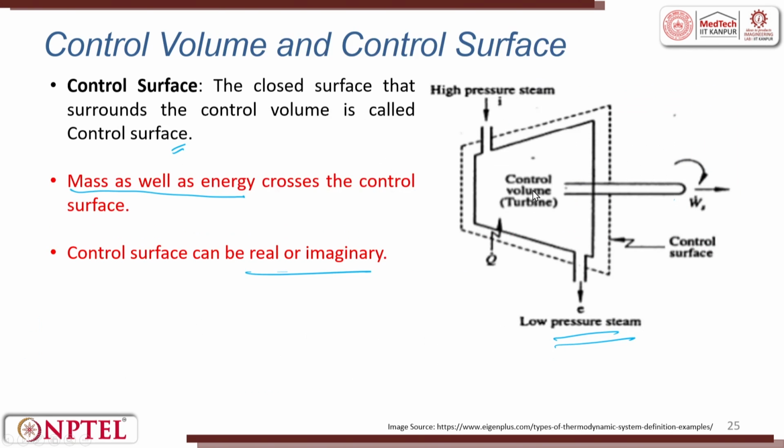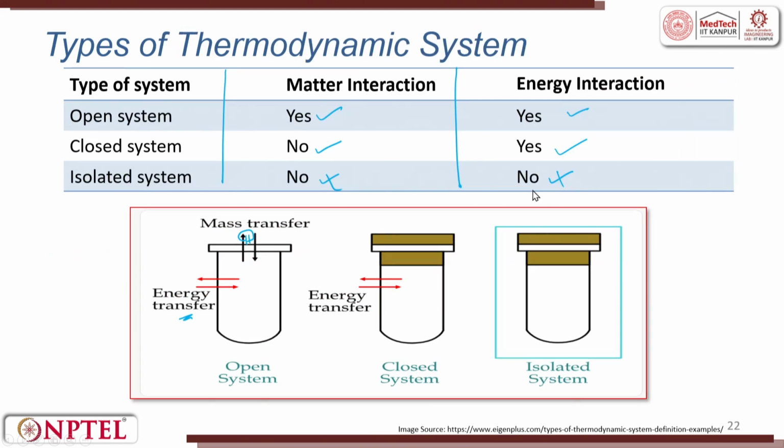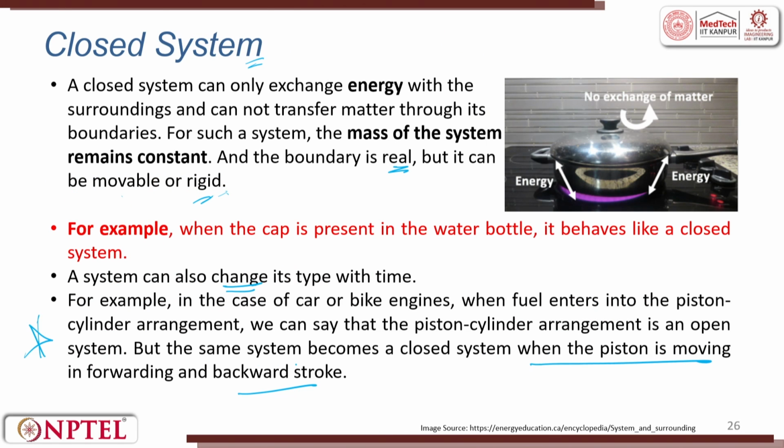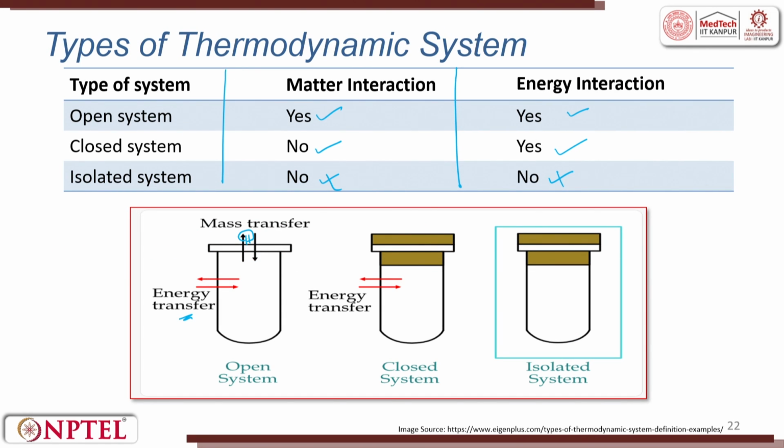What is an open system? Open system means there is a matter interaction, there is an energy interaction. But the same system becomes a closed system when the piston is moving in forward and backward strokes. So what is a closed system? There is no matter interaction, but there is energy interaction. So a system can move from open to closed, and closed to open.